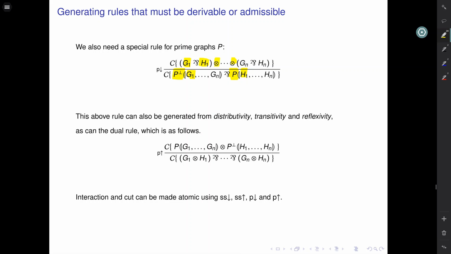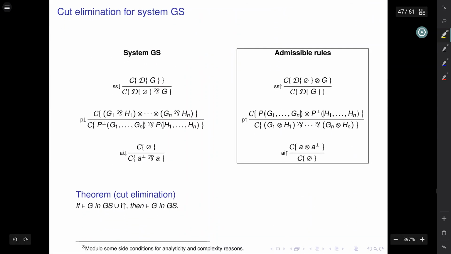And of course, using distributivity, transitivity, and reflexivity, we can also generate the dual rule as we did before. So we have this P up rule, or prime up rule. And now we have this rule, interaction and the cut rule can be made atomic, so we can bring them down so they only apply to atomic propositions, and that's by using these super switch and prime rules. And from this we get our system.